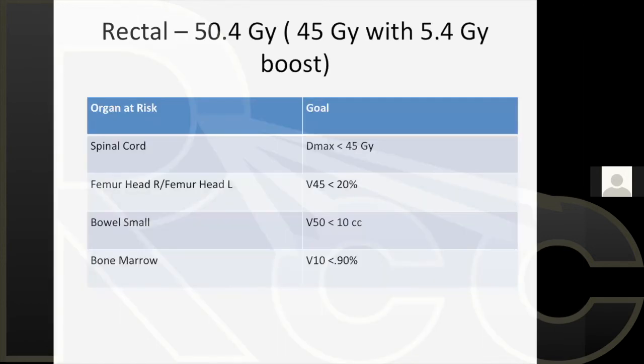And this is what we use as our normal tissue constraints for rectal. So the key, femoral heads are important, and you want the V45 less than 20%. Small bowel, you want the V50 less than 10 cc's, and then the bone marrow V10 less than 9.9%. So those are what we normally put in for our rectal cancers.